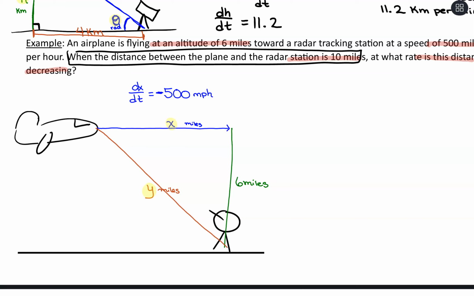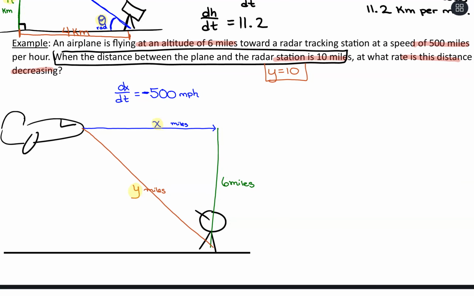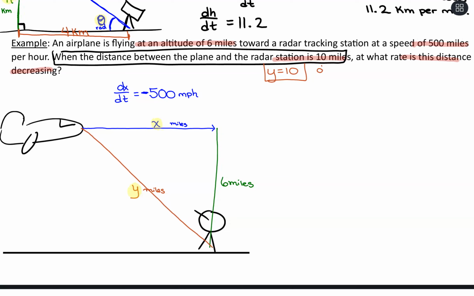Okay, so this little snapshot in time that we're looking at says when the distance between the plane and the radar station is 10 miles. So that's telling us what y is. So that's going to be part of our moment in time. And we want to know at what rate is this distance decreasing. So we want to know what is dy/dt. That is our question.